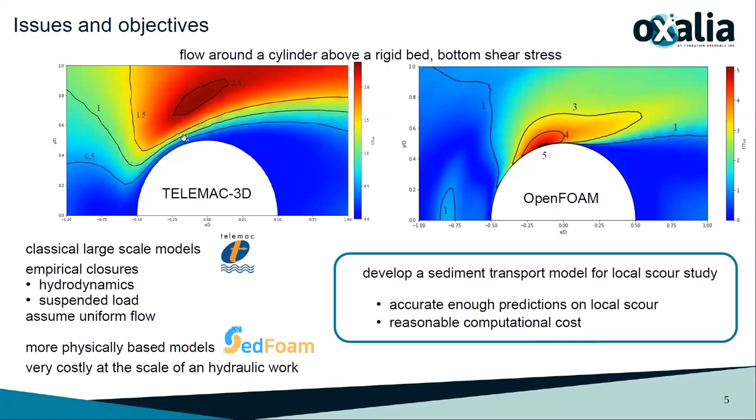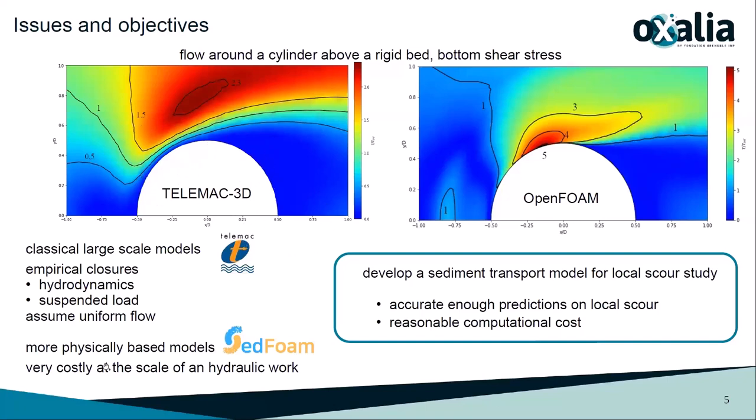And Telemac is typically a software used by engineering companies to study free surface flow and to make sediment transport. And the difference comes because those models used by engineering companies nowadays are typically modeled for large scale study, and they need to not be too computationally expensive. They rely on empirical closure for the boundary conditions, so for the velocity on the bottom and for the suspended load. And those closures rely on the assumption of uniform flow, which is not the case at all around an obstacle.